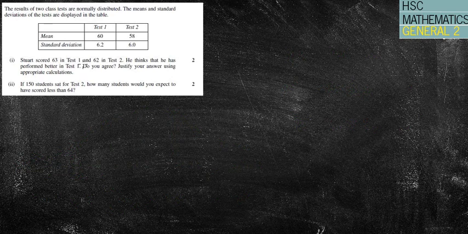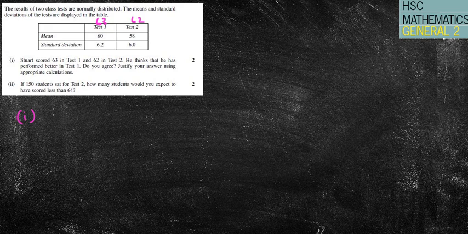Number 4, the results of 2 class tests are normally distributed. The means and standard deviations of the test are displayed in the table. Stuart scored 63 in test 1, and he scored 62 in test 2. He thinks he has performed better in test 1. Do you agree? Using calculations to support your answer.